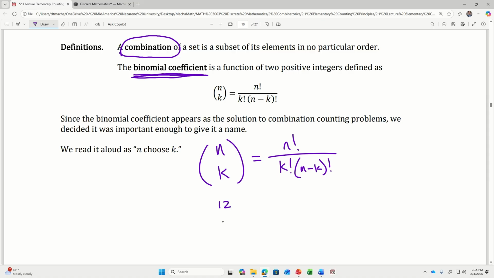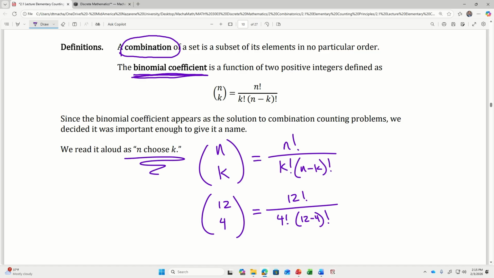So in the last example, we had 12 golfers. Choose 4 of the golfers, and that was 12 factorial divided by 4 factorial times 12 minus 4, which was 8 factorial. When you read this out loud, or you see this on paper, you call it n choose k. So 12 choose 4 is 495. So far, so good? Okay.